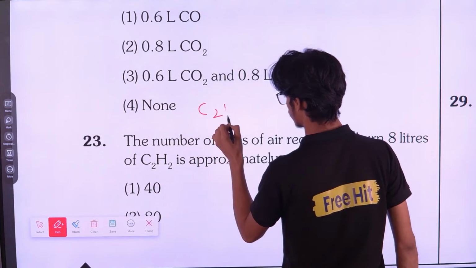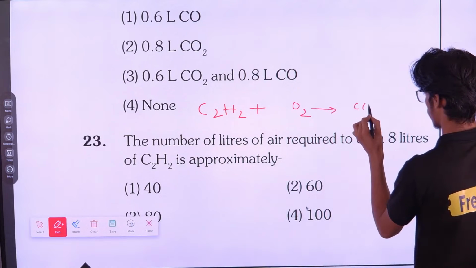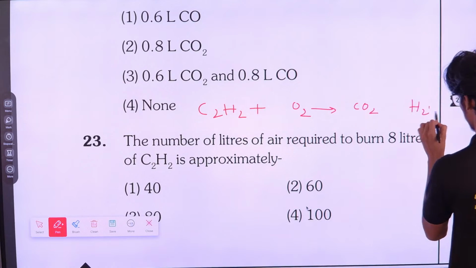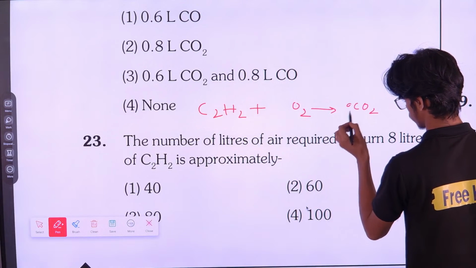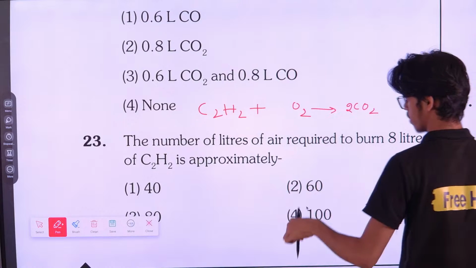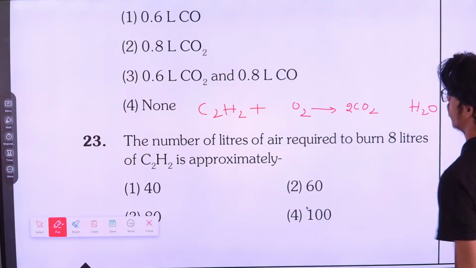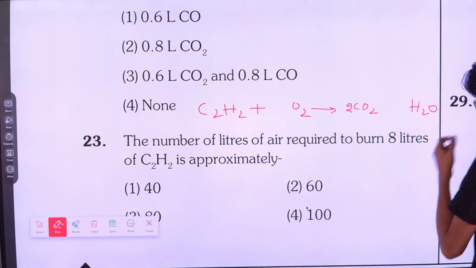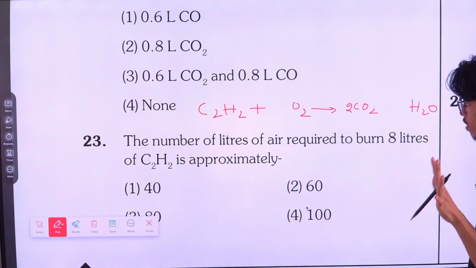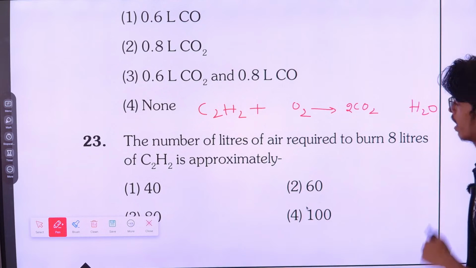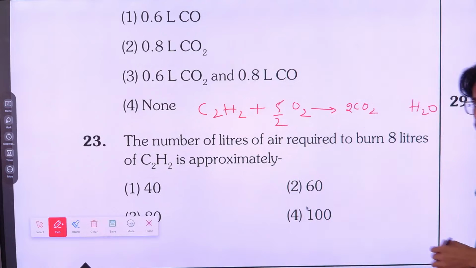So C2H4 burns in the presence of oxygen to give carbon dioxide and water. First, balance the carbon: C2, so multiply CO2 by 2. Then balance the hydrogen: 4 hydrogen, that is balanced. Now balance the oxygen: there are 5 atoms of oxygen on the right and only 2 on the left, so multiply O2 by 5 by 2. Got it?